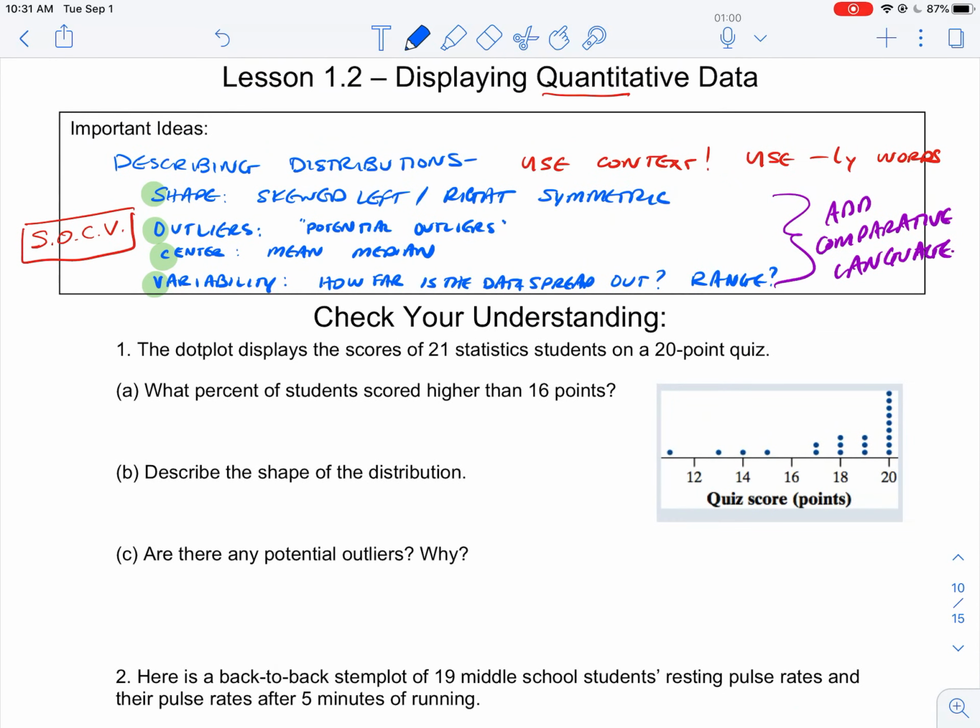So what percent of students scored higher than 16 points? Well, if I'm looking for that percent, I need to know the total. So it's 1, 2, 3, 4, 5, 6, 7, 8, 9, 10, 11, 12, 13, 14, 15, 16, 17, 18, 19, 20, 21. So it's out of 21. And higher than 16 points, 1, 2, 3, 4 scored lower than 16 points. So that would be 17 out of 21, or about 81% scored higher than 16 points.